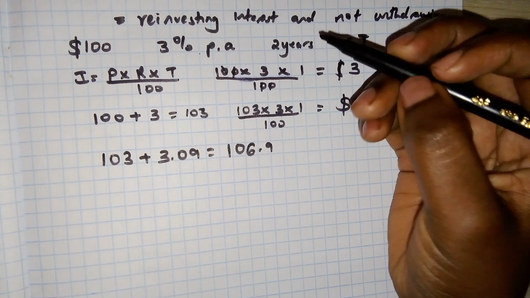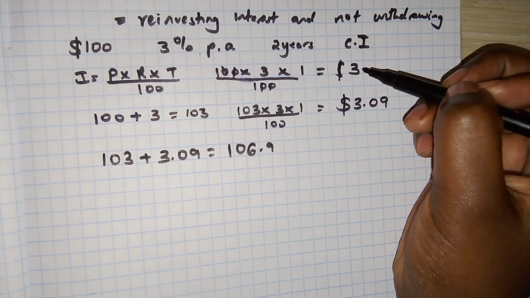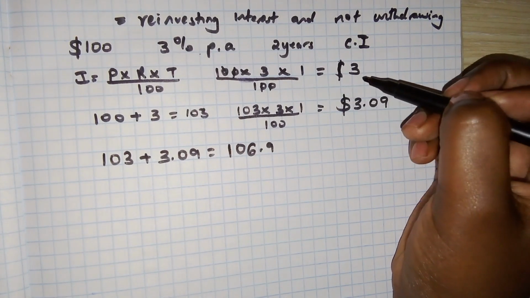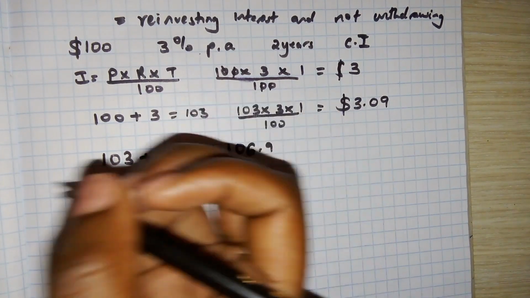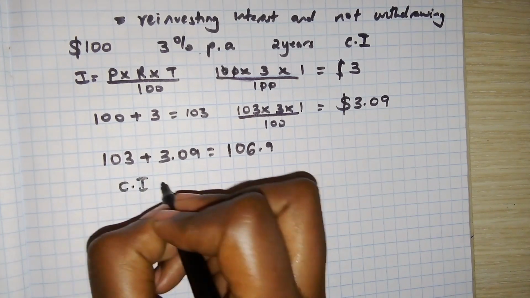So in compound interest, when you earn your interest, you don't withdraw the money, but it's added to the next year. So they keep on adding to the next year. And that's why they came up with this formula.